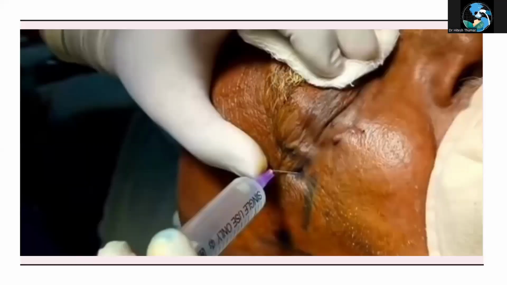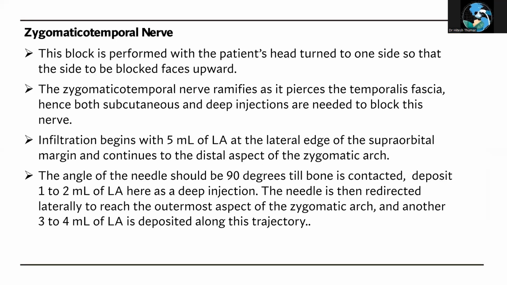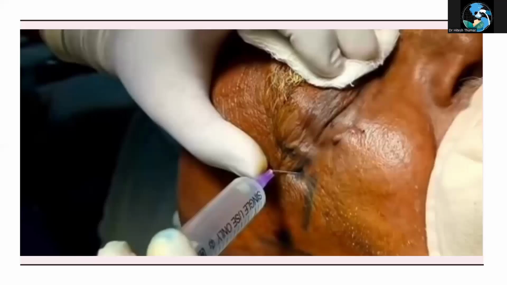At the junction of the supraorbital margin and the zygoma, you insert the needle and hit the bone, and give 1 to 2 ml of local anesthesia here as a deep injection. Then, while taking out the needle, you deposit around 3 to 4 ml of local anesthesia superficially, so you can get the bleb. So you hit the bone, deposit the anesthesia, take out the needle and create a bleb there at the junction of the supraorbital margin and the zygoma.